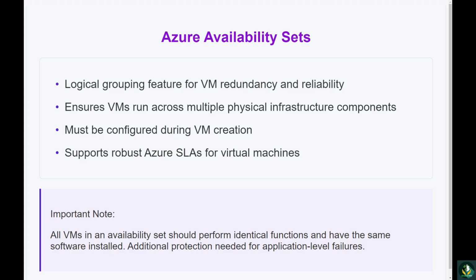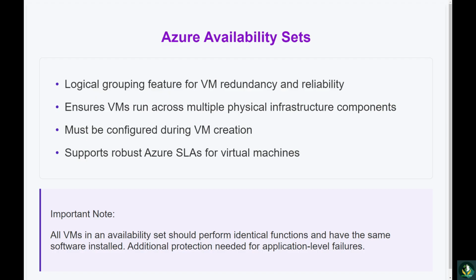You must decide whether to use an availability set when you first create a virtual machine. This isn't a setting you can easily change later. If you need to modify the availability set for a virtual machine, you'll need to delete and recreate that VM. This limitation emphasizes the importance of proper planning in your deployment strategy.